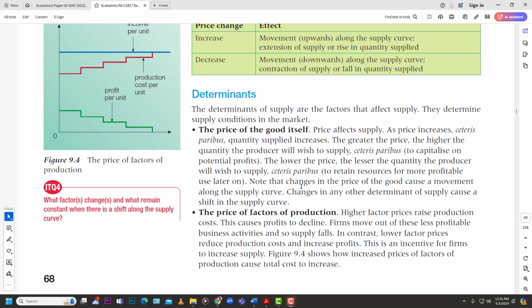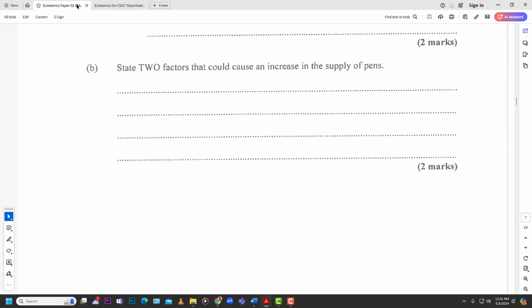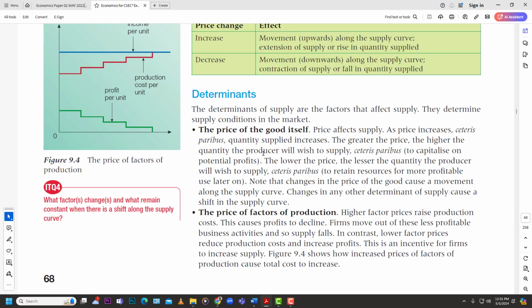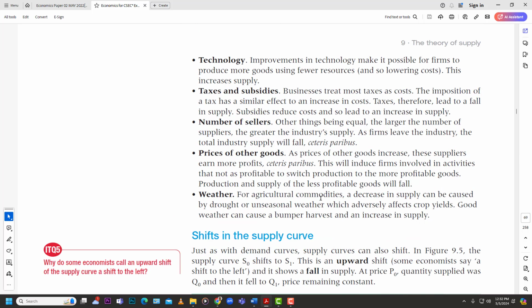So we have a whole bunch of factors that can cause an increase in the supply of pens. So we have the price of the pen itself. So if the market price for pens goes up, ceteris paribus, then we'd be more than willing to supply more of those pens. The price of the factors of production, if creating the pen becomes cheaper, if there's a fall in the cost of production of pens, then of course we are able to supply more given the same amount of resources for a cheaper cost. So if the cost of production goes down, we can supply more pens.